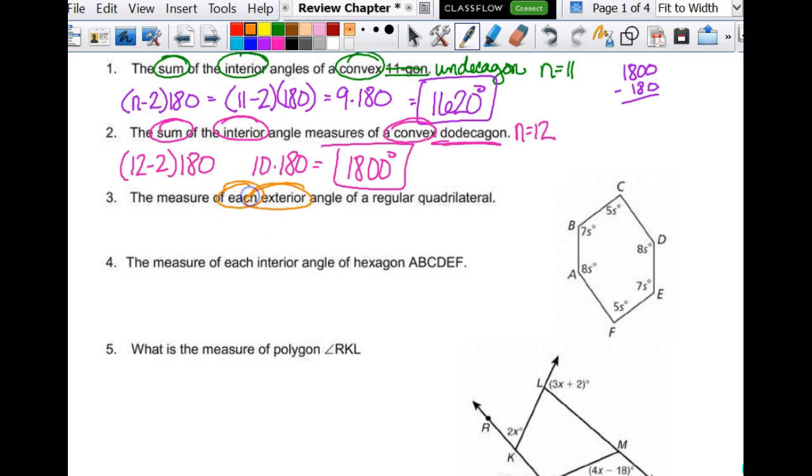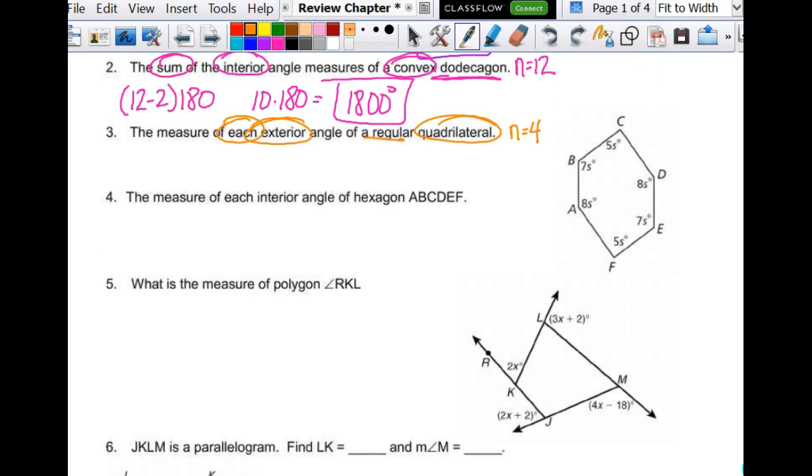All right, so then the measure of each exterior angle of a regular quadrilateral, that means n equals 4. So to find each, you got to know the total. Remember, exterior angles, that sum is 360 no matter what. So it's just 360 divided by n. So that's just 360 divided by 4, which means each exterior angle is 90 degrees.